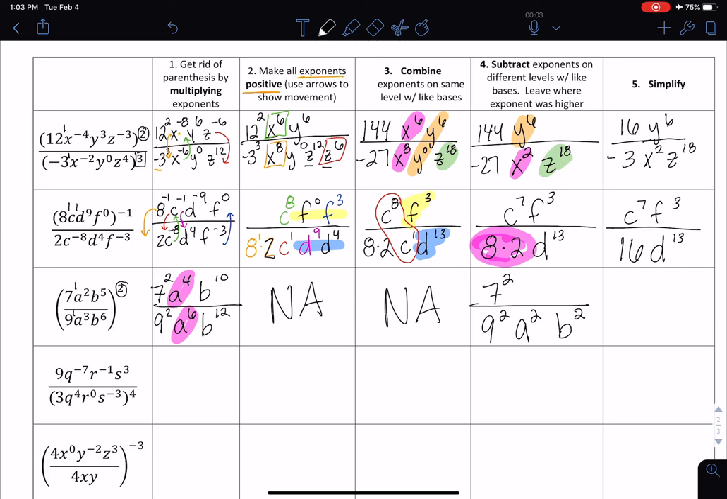Okay, my last step is to simplify. So 7 squared is 49. 9 squared is 81. And my a stays and my b stays. And that's my final answer.